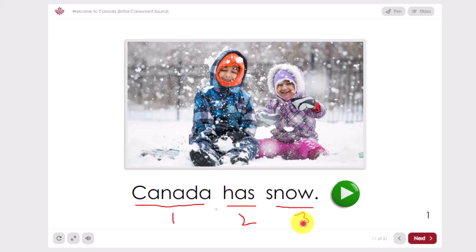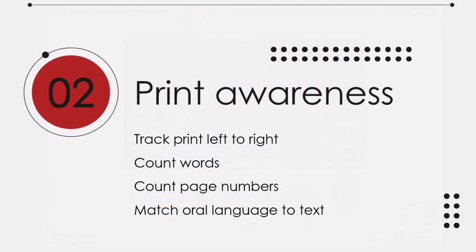Lastly, in this section, you could bring students' attention to the page numbers to help them understand that books in English move from front to back and where to find the page numbers on the page. To recap this section, you can help students build their print awareness by modeling the following: tracking print from left to right, counting words they see on the page, counting page numbers and where to find them, and the idea that you can match oral language or what you hear to the text on the page, what you can see.